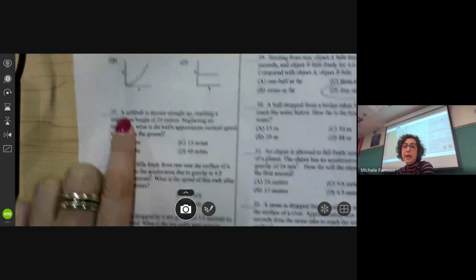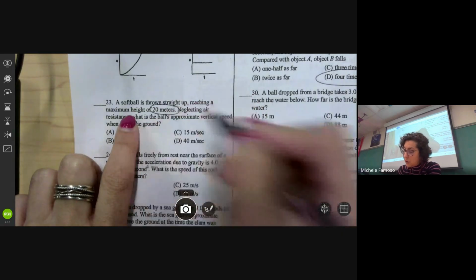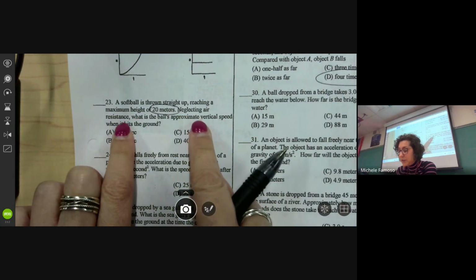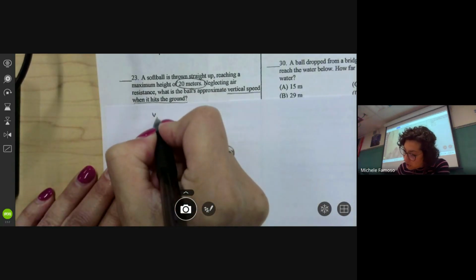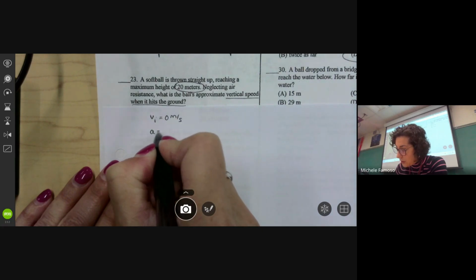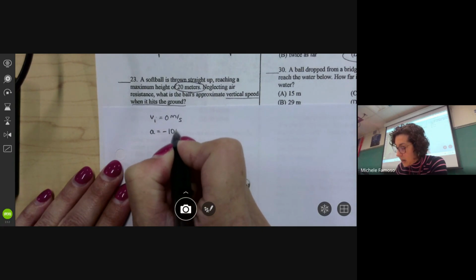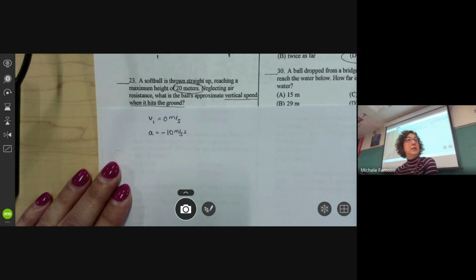So in number 23, we have a softball that we are throwing straight up in the air, and it reaches a maximum height of 20 meters. We're going to neglect air resistance, and I want to know what is the vertical speed when it hits the ground. Okay, so let's make a list of our givens. For this problem, I don't care about it going up. I just want to think about it coming down to the ground, which means that when it starts off at the highest point, its velocity is 0 meters per second. We know it's going to accelerate down to the ground at about 10 meters per second squared in the negative direction. I'm using -10 for multiple choice to make my math a little easier.